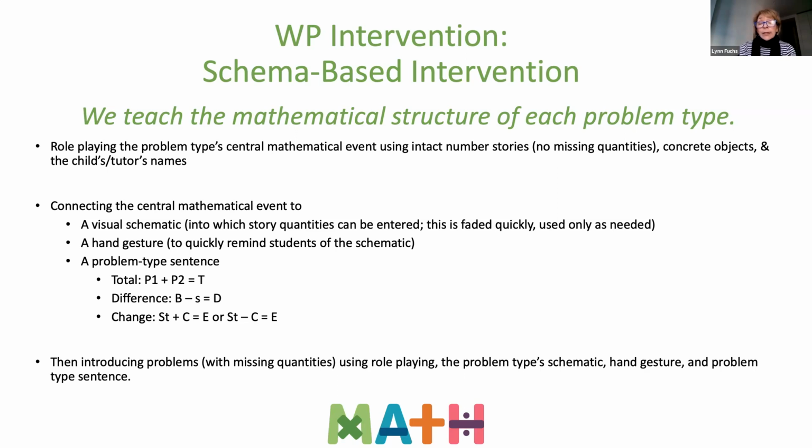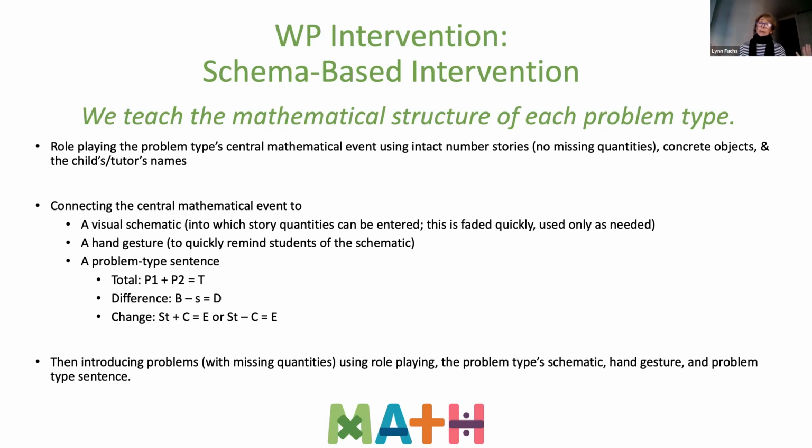And the main representation we use is the problem type sentence. So for the total problem, that was one of the problems Sarah showed you, where two parts are being combined to form a total: Part 1 plus part 2 equals the total. P1 plus P2 equals T. For the difference problem type, the bigger number minus the smaller number equals the difference. B minus S equals D. And for the change problem type, the starting amount plus or minus the change amount equals the ending amount.